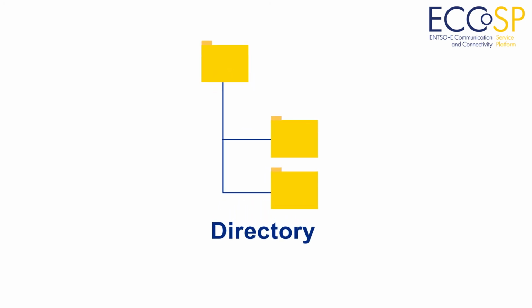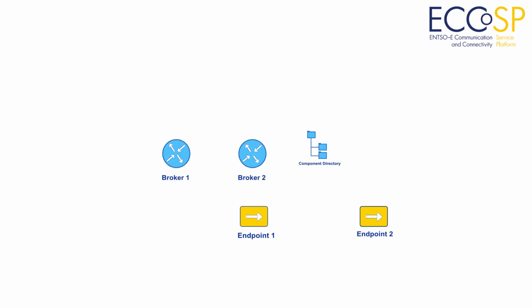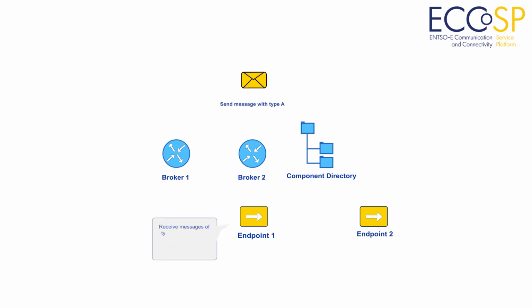Let's consider an ECP network with two endpoints, two brokers, and one component directory. Endpoint 1 configured a message path which defines that it receives messages of type A from broker 1 and messages of type B from broker 2. The message paths are stored in the component directory.